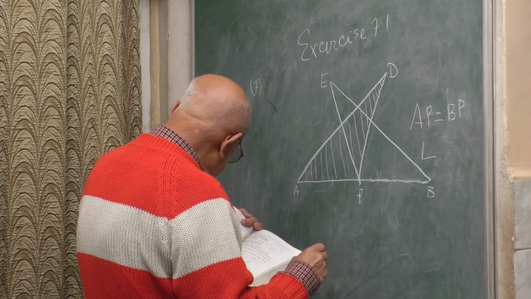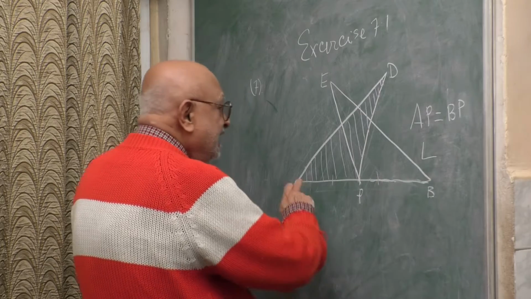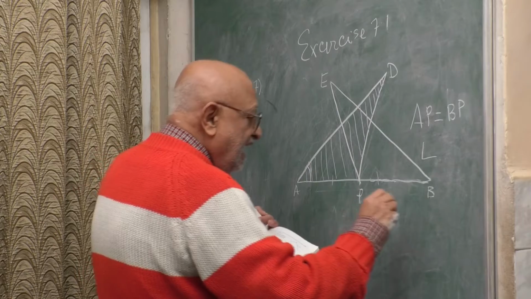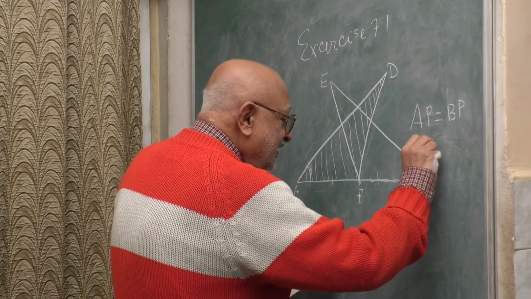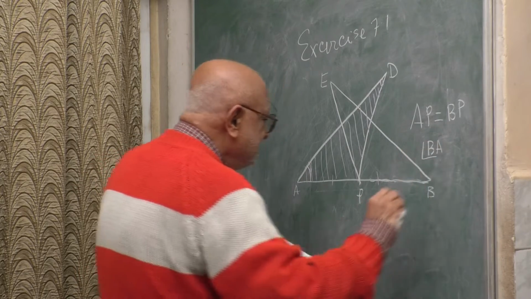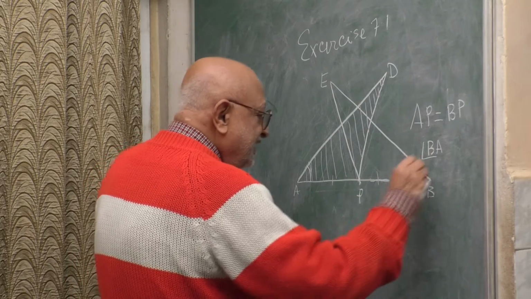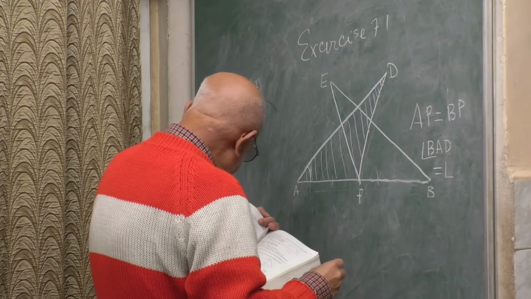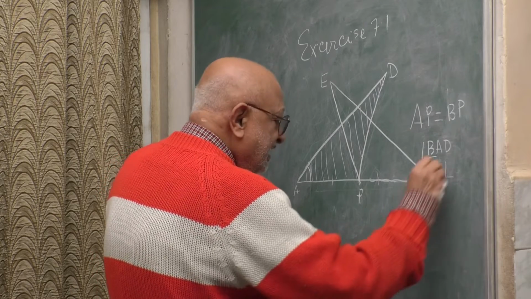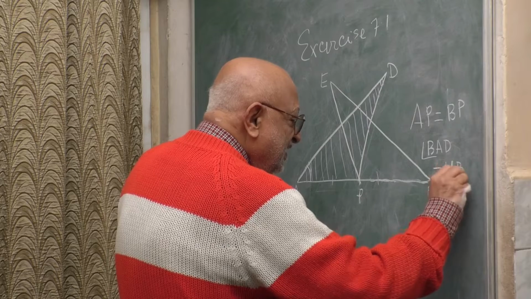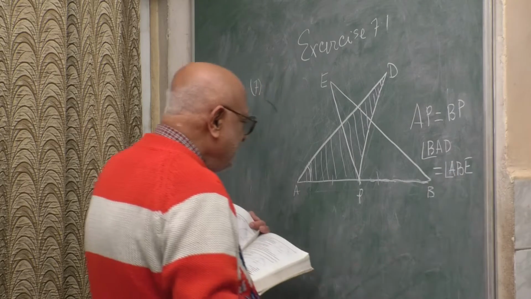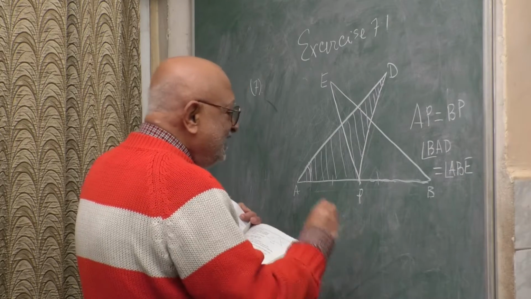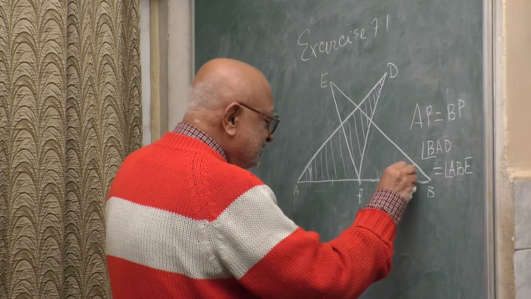angle BAD, this angle, is equal to angle ABE. So this angle ABE, this angle is these two angles.